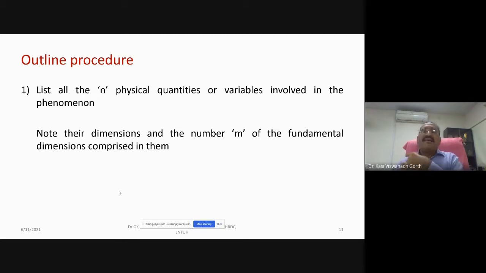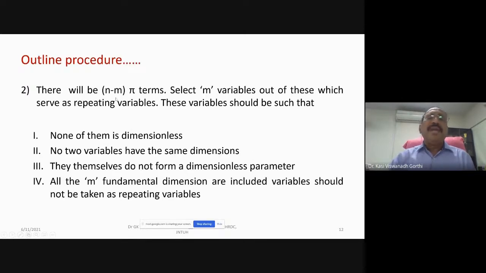In step 1, list all the variables, all physical quantities involved in the phenomenon, n variables. Note their dimensions and the number m, which is the number of fundamental or primary quantities available. That means you are trying to identify the value of n, which is equal to 6, and the value of m, which is equal to 3: mass, length and time. There will be n minus m pi terms. Select m variables out of these which serve as the repeating variables. We have taken rho, d and g as the repeating variables. How to select these repeating variables? Now the procedure is given here.